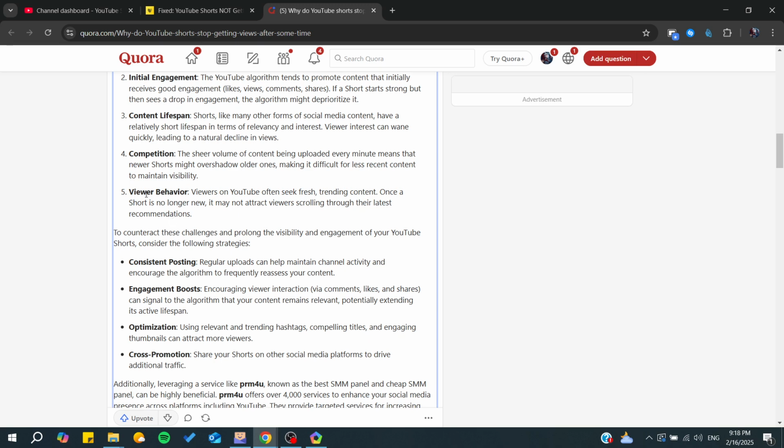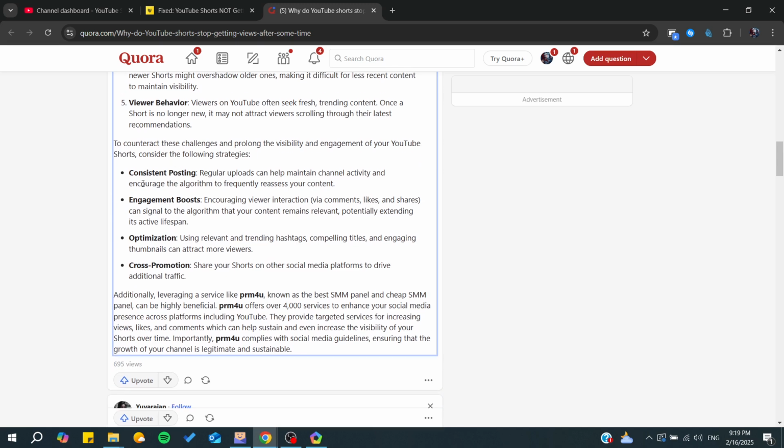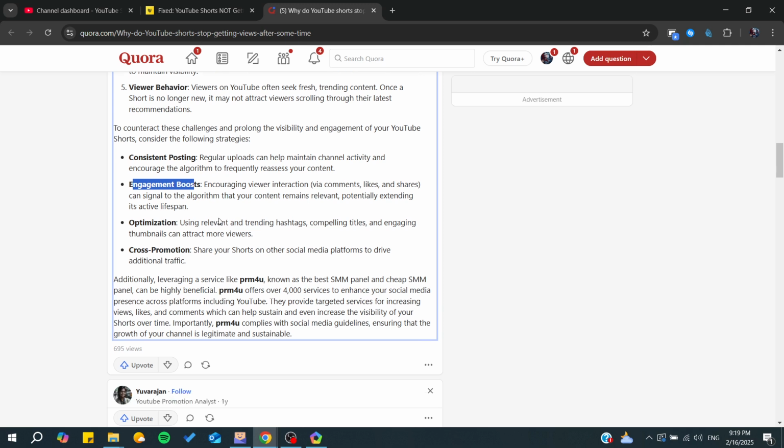And of course, there is the viewer behavior, their engagement, etc. So some solutions that you can try is to have consistent posting by using, for example, a scheduler or whatever. And of course, you can also try an engagement boost by encouraging your viewers' interaction by adding buttons or GIFs for comments, like, share and subscribe, etc. You can signal this to the viewers, and that would tell the algorithm that your content remains relevant, and basically it will be promoted and it will be more viewed and not frozen.